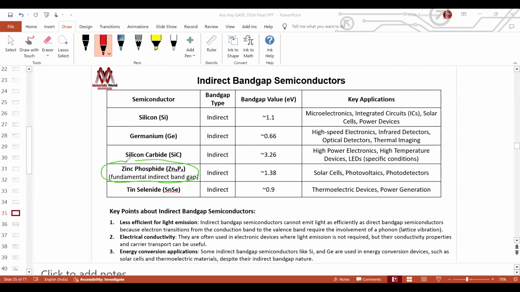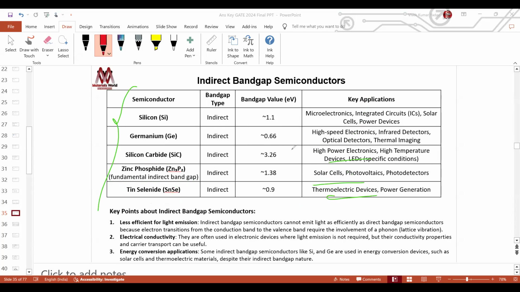Zinc phosphide, or in some cases tin selenide, can behave like direct semiconductors as well. Some semiconductors have both direct and indirect components in their band gap diagram, because it depends on the composition of zinc and phosphorus, or of Sn and Se. So depending on the impurity you add, they become direct or indirect. But overall, if you want to memorize, these are the typical indirect ones.